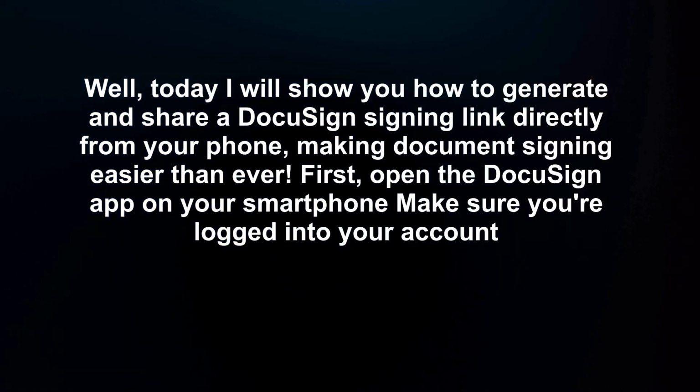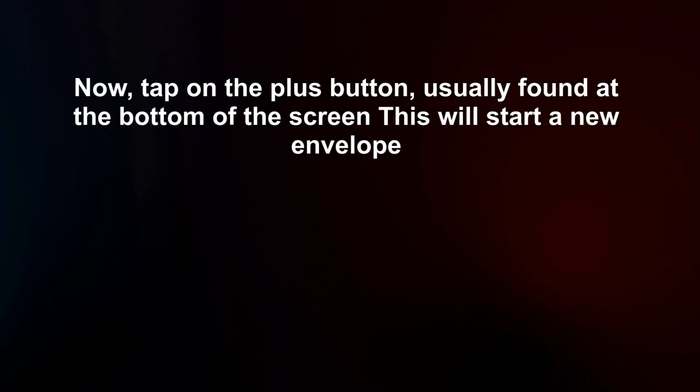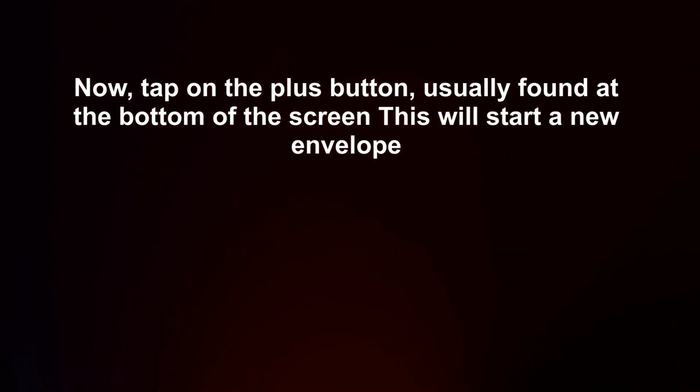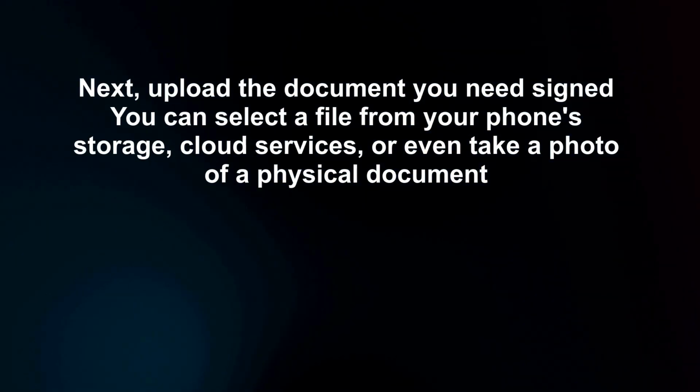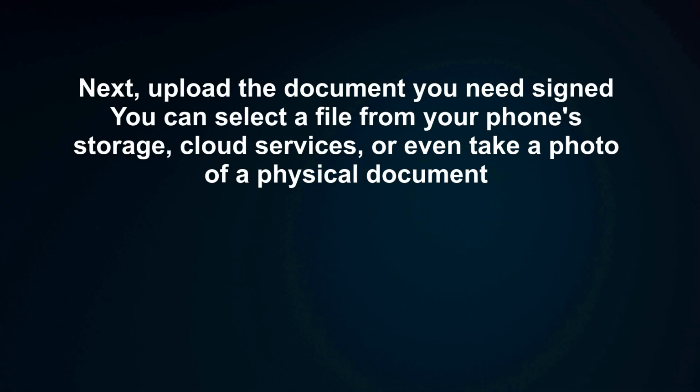First, open the DocuSign app on your smartphone. Make sure you're logged into your account. Now, tap on the plus button, usually found at the bottom of the screen. This will start a new envelope. Next, upload the document you need signed. You can select a file from your phone's storage, cloud services, or even take a photo of a physical document.